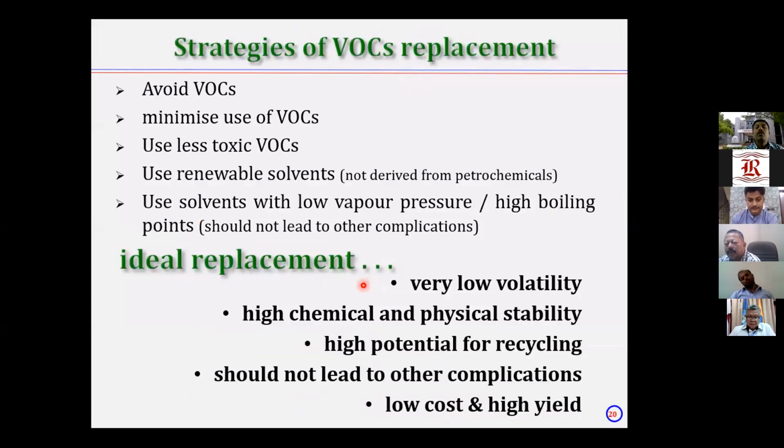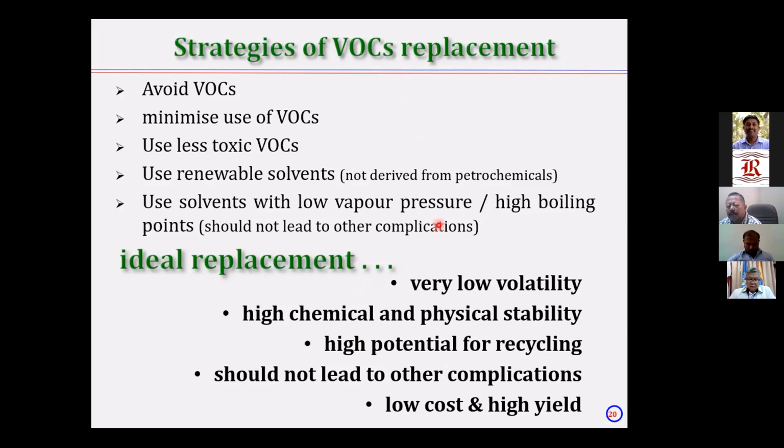So what should we do? We should look for other solvents, renewable solvents, or minimize the use of volatile organic compounds, or use less toxic ones. Or can we have solvents with low vapor pressure and high boiling point? A better option is to look for alternative solvents which have low volatility and high stability, and the 3R principle we should always remember. What is that? Reduce, reuse, and recycle. How many times we can recycle or reuse them is the key. And when you bring in a new solvent, it should not create other problems.